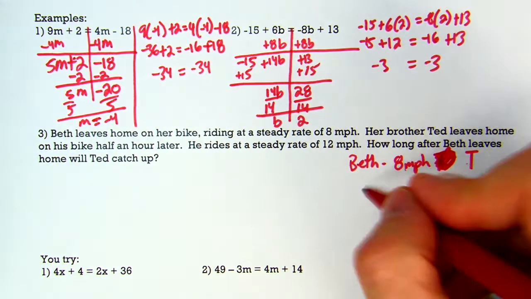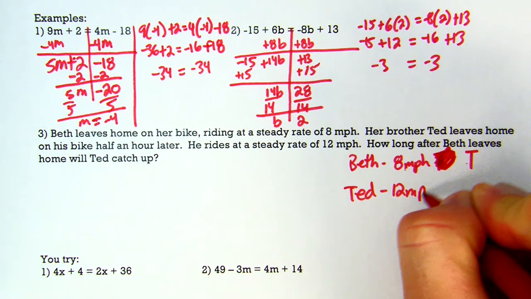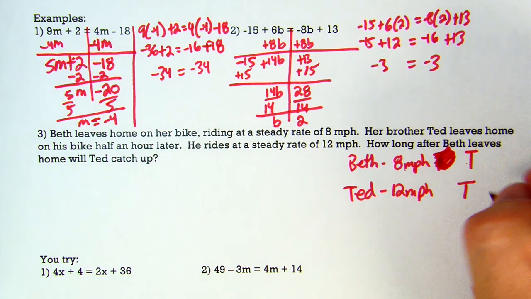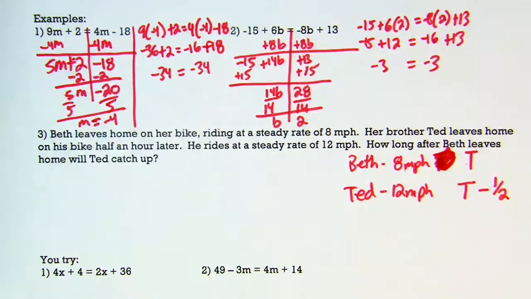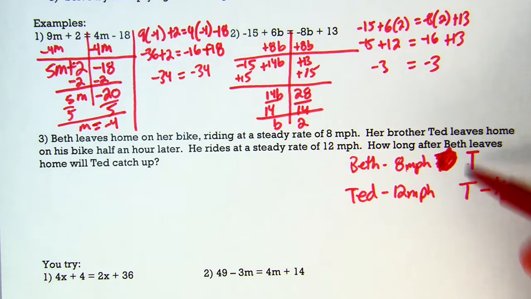Okay, then we have Ted, who's going at 12 miles per hour. And it's going to take him not the same amount of time as Beth, but he's going to be a half hour less than her because he's leaving a half hour later. So we're actually going to do her time, and we're going to minus half an hour. Okay. So we're going to use this information right here together to go ahead and figure out our equation.